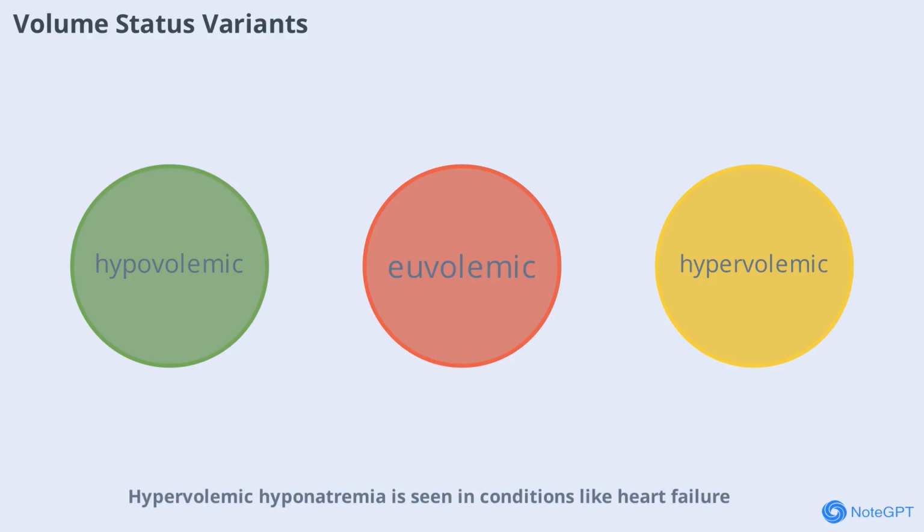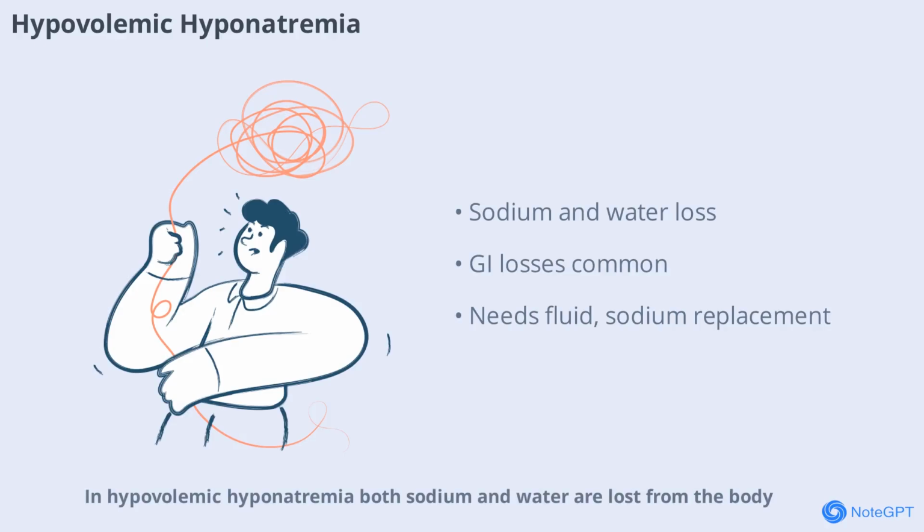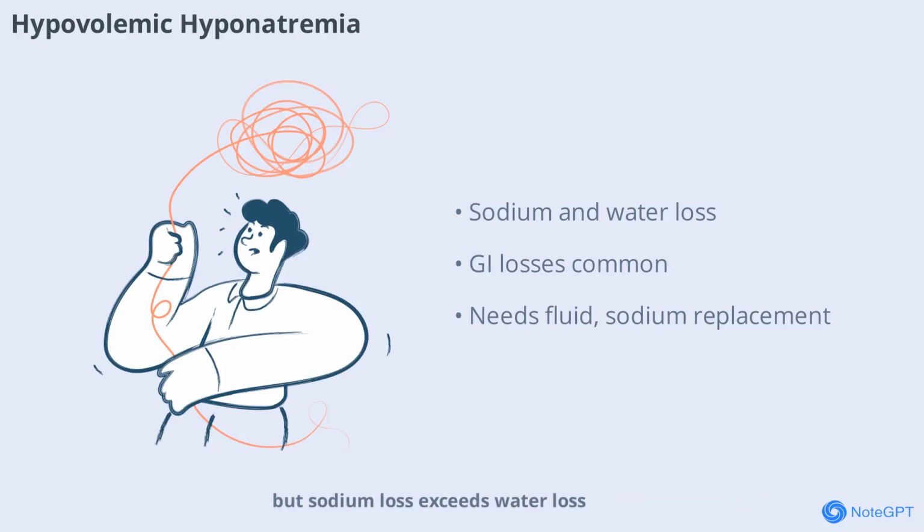Hypervolemic hyponatremia is seen in conditions like heart failure where both sodium and water are increased, but water retention predominates. Hypovolemic hyponatremia: both sodium and water are lost from the body, but sodium loss exceeds water loss.